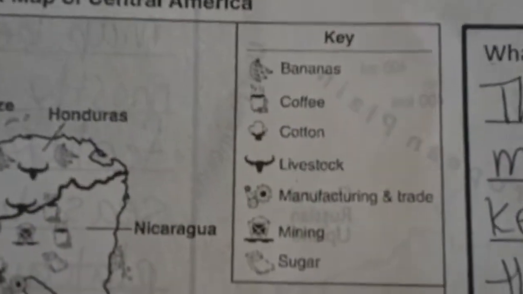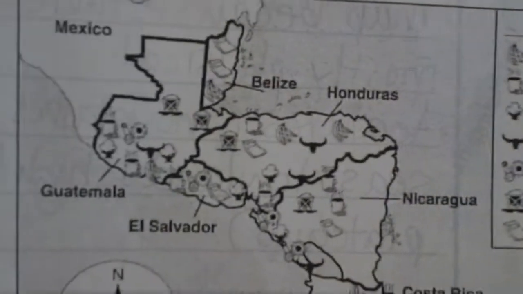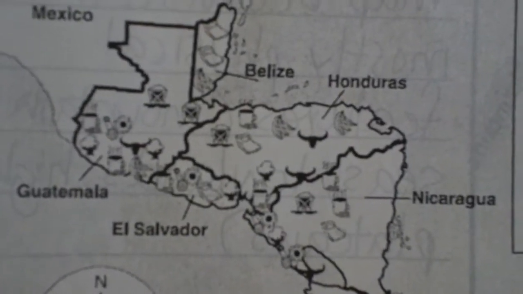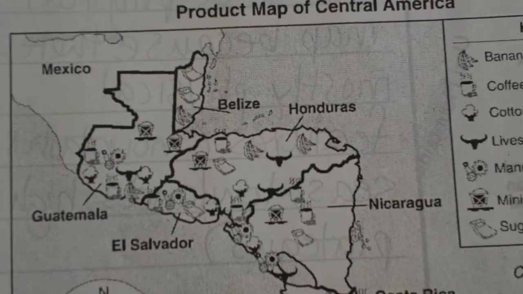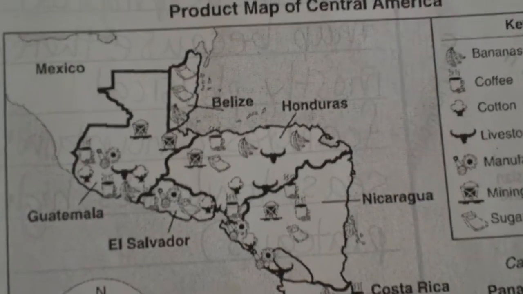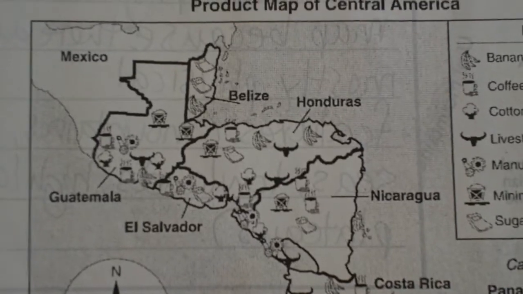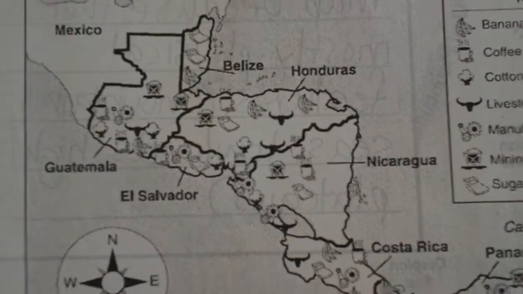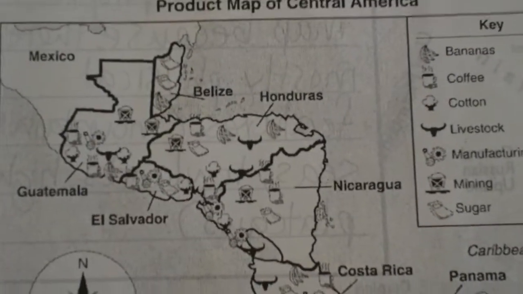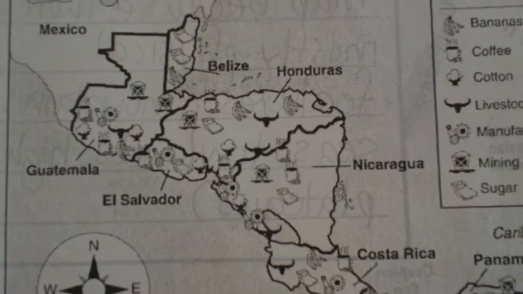Now, once I've established that the key and the title have both given me hints, I look at the map itself, and I'm noticing that there's symbols all over the map. This is telling me that different countries produce different resources in different amounts. Now, you will notice some political features, such as the names of the countries, like Mexico, Belize, Honduras, Nicaragua, and things like that. However, those are just there so that I know which country produces which products. It's not there to show me the countries themselves.